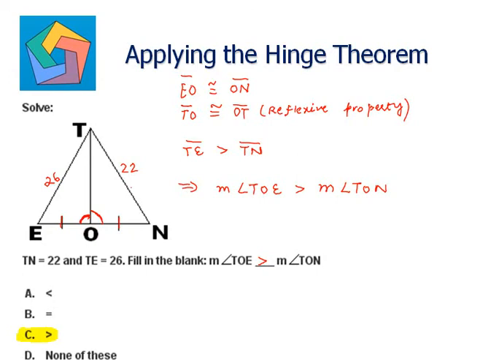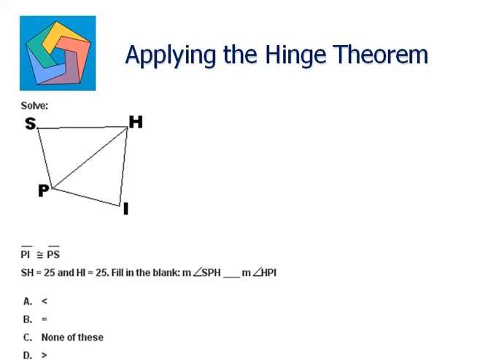Next problem. Solve. We can see this figure here. I can see triangle SPH and triangle IPH. It is given segment PI is congruent to segment PS. SH is 25 and HI is 25. It means SH is congruent to HI. And fill in the blanks. Measure of angle SPH is dash measure of angle HPI.